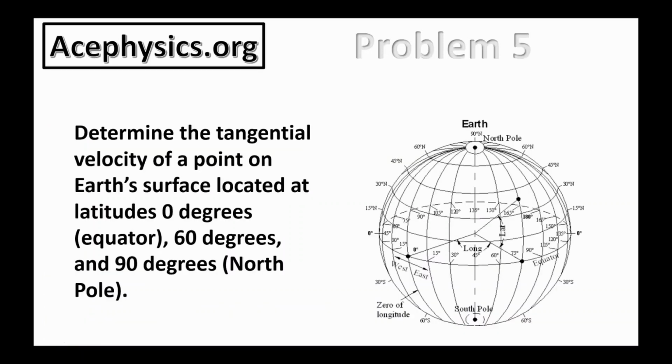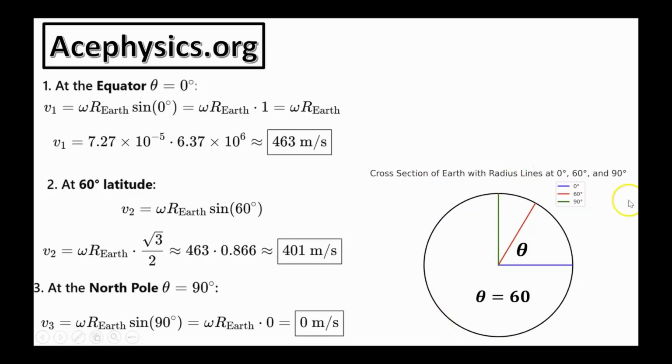Problem 5 is the final problem. Determine the tangential velocity of a point on the Earth's surface located at latitudes 0 degrees, which is the equator, 60 degrees, and 90 degrees, which is the North Pole. This is a cross-section of the Earth. Here's a point at theta equals 0 degrees, that's the equator. Here's a point at theta equals 60 degrees, and here's a point at theta equals 90 degrees.